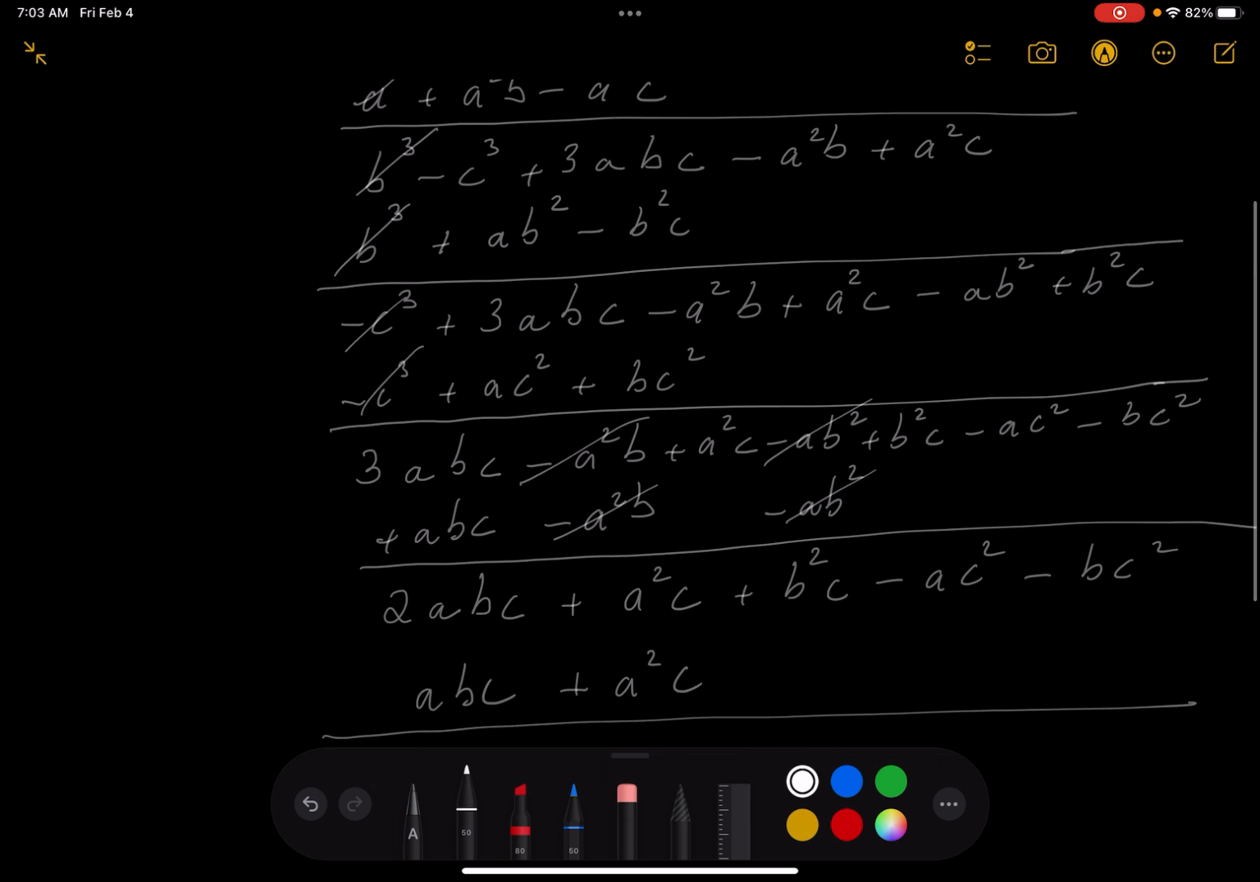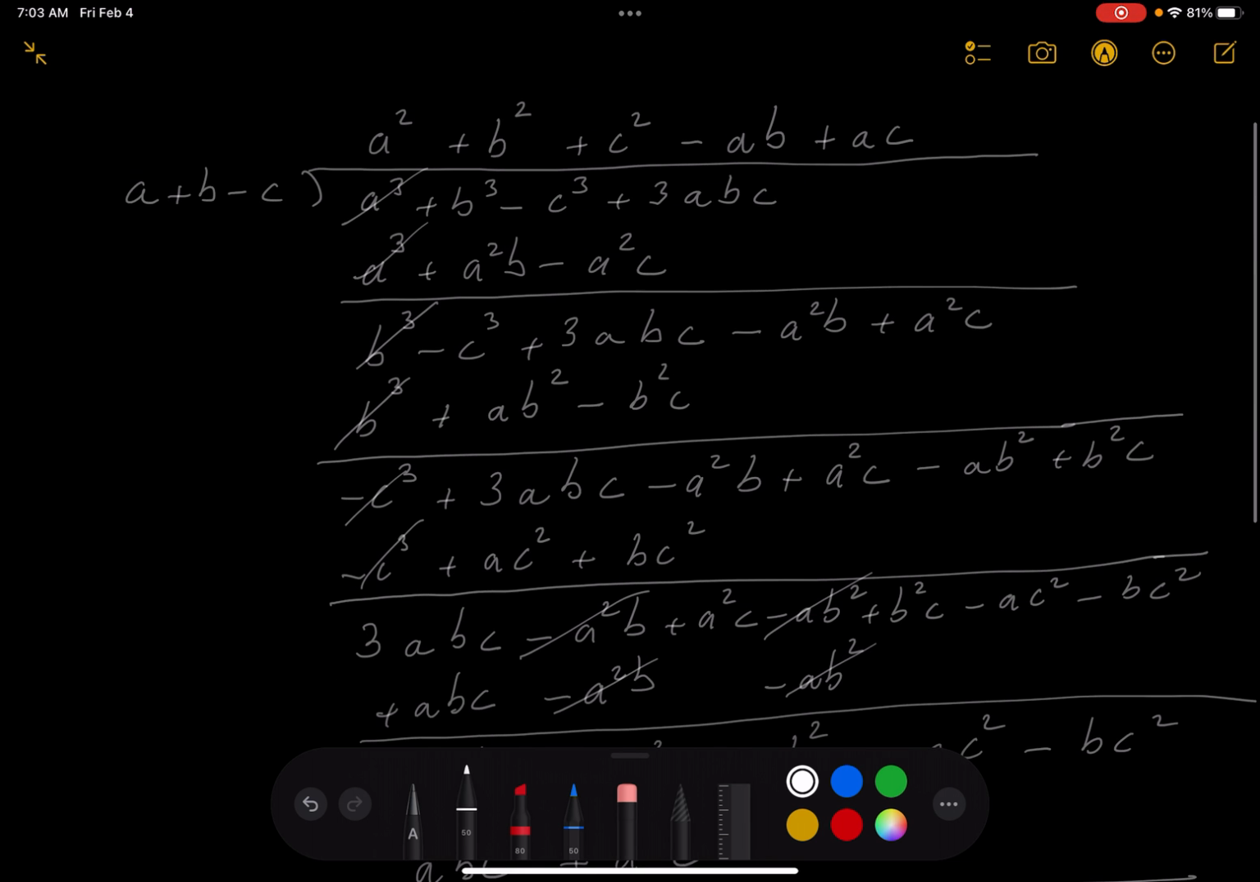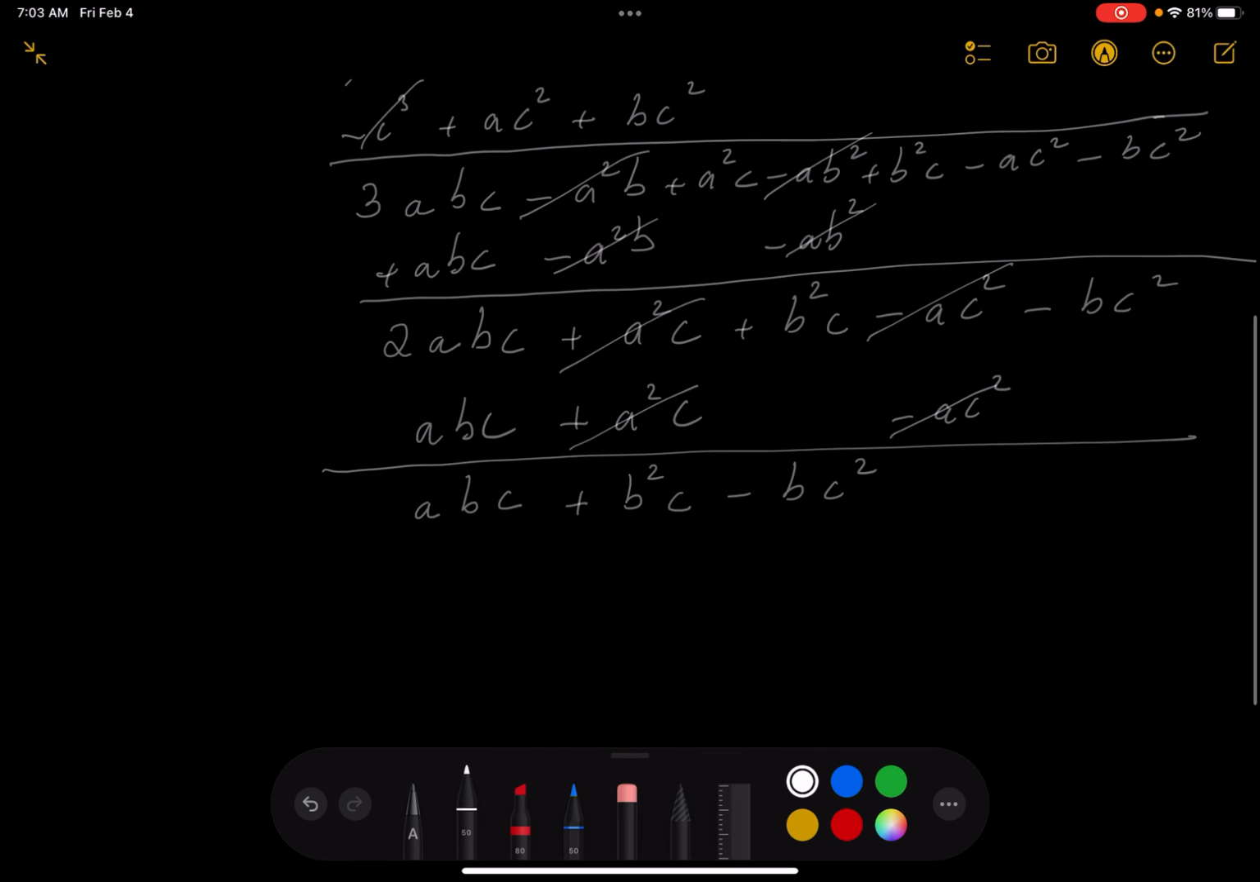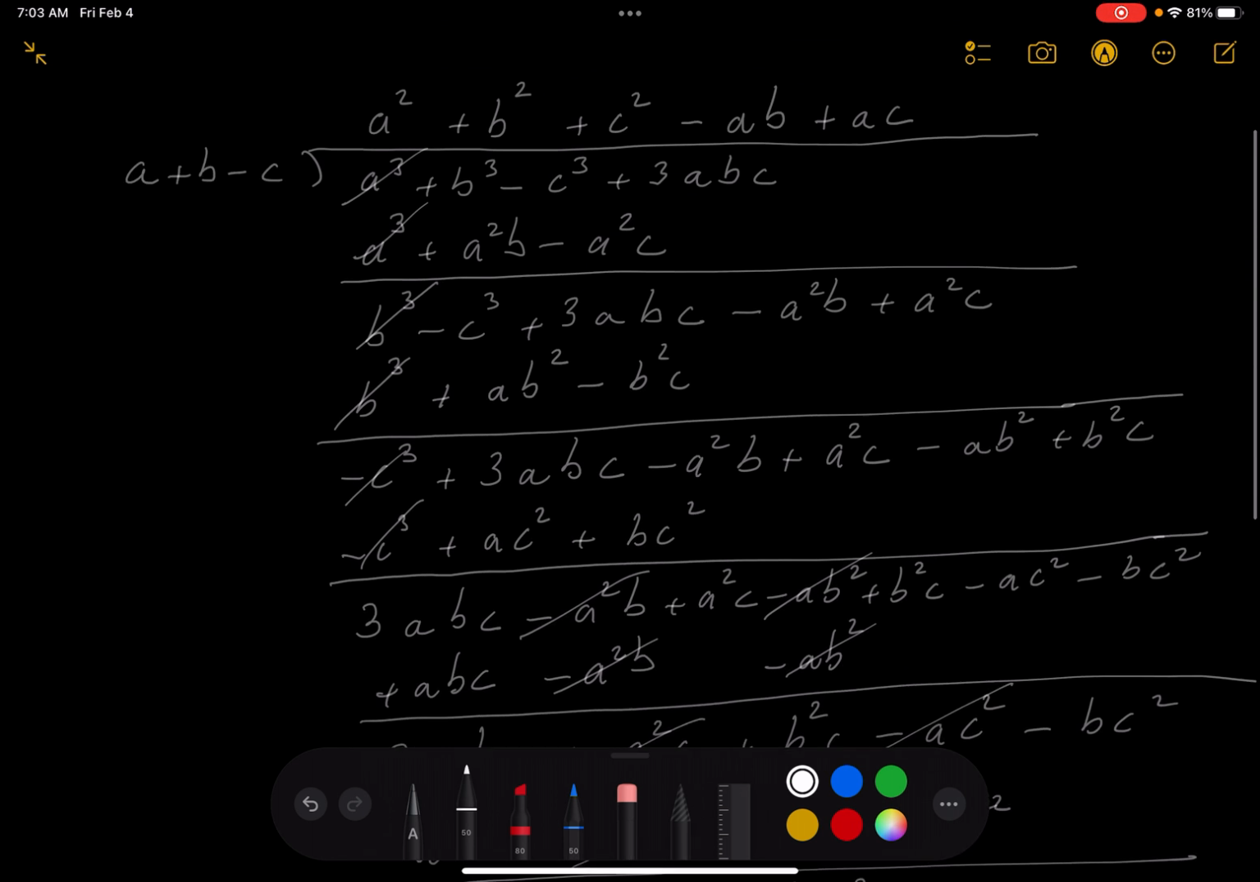I tell you, scroll up. You know, it's like a lot of work. And then minus AC squared. And what do you get over here? Let's write this down. You're going to get ABC. This disappears, and this disappears. And now you're left off with what? Plus B squared C minus BC squared. Let's go up here. I'm kind of looking for combinations.